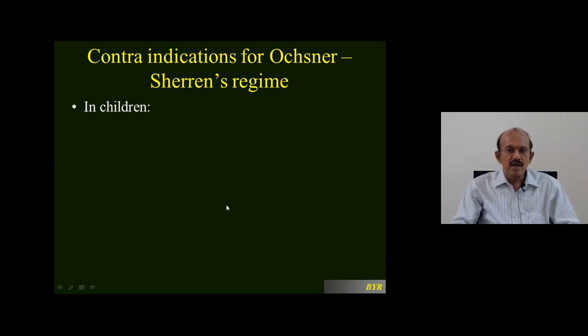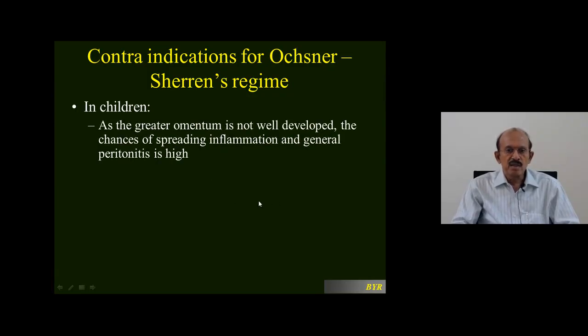The contraindication for the Ochsner-Sherren regime is children. Because the greater omentum is not well developed, the chance of spreading inflammation and general peritonitis is high in children. That's why even if the child comes on the 4th day or 5th day, it is better to do an appendectomy operation.